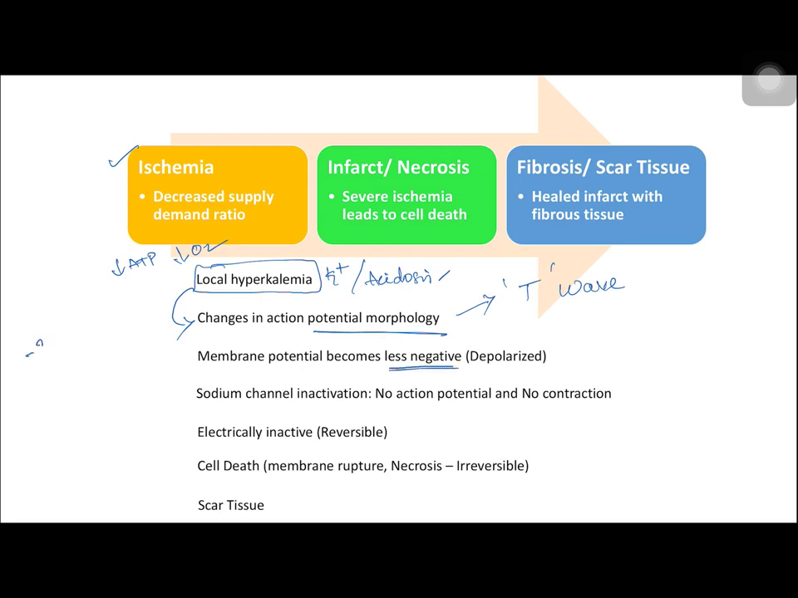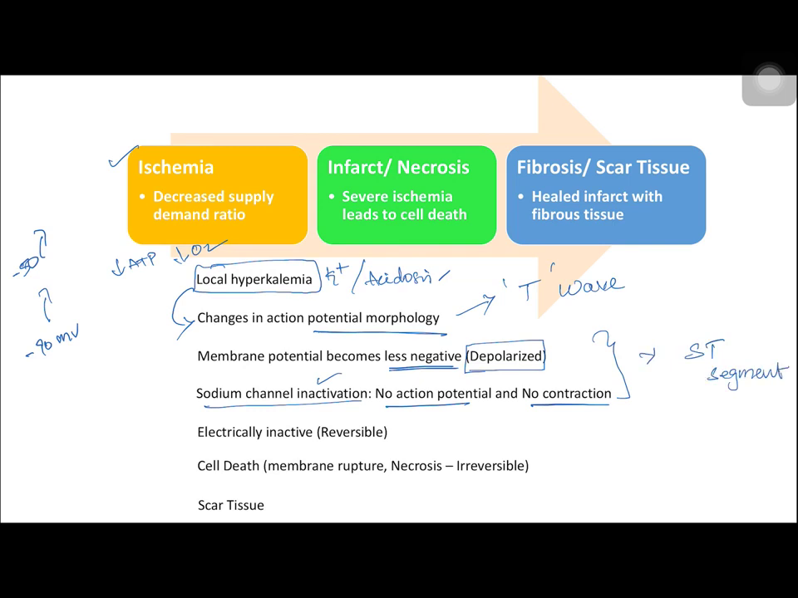From minus 90 of resting membrane potential, it gradually becomes less and less negative, and the resting membrane potential is now said to be in a depolarized state. As the membrane depolarizes further, the sodium channels undergo inactivation. If the sodium channels are inactivated, there is no action potential and there is no contraction also. These two changes are going to produce the changes in the ST segment, which we are going to study later.